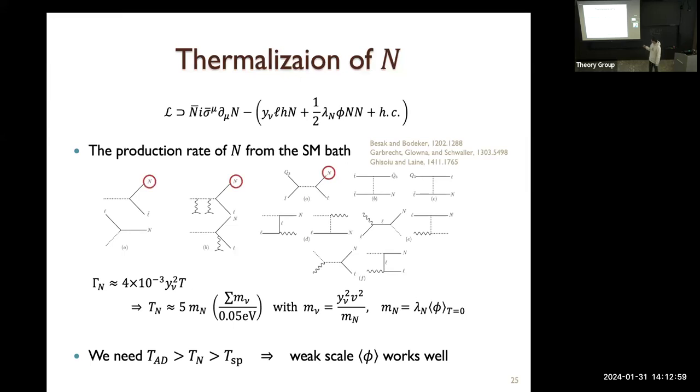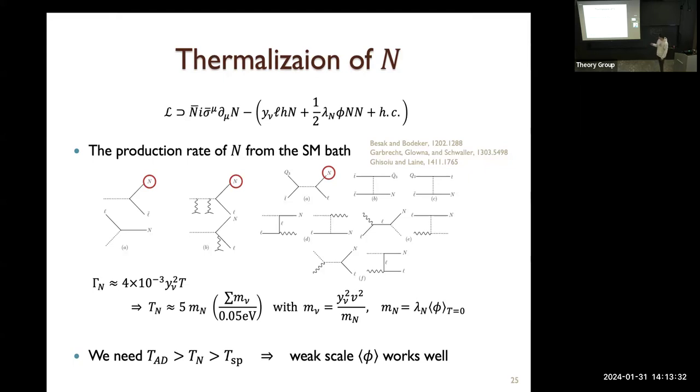Okay, anyway, there are a lot of diagrams that can produce this right-handed neutrino. I didn't circle every N here, but this is a diagram that can produce the right-handed neutrino from the standard model thermal bath. And there are a lot of papers studying this, and the conclusion is that the rate of right-handed neutrino production is roughly 4 × 10⁻³ times the neutrino Yukawa coupling squared times the temperature.